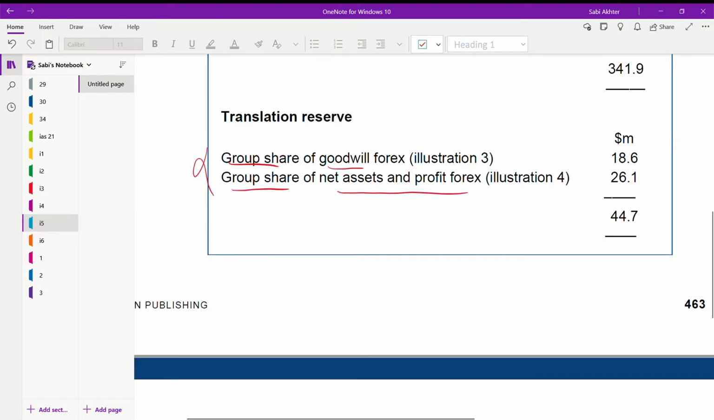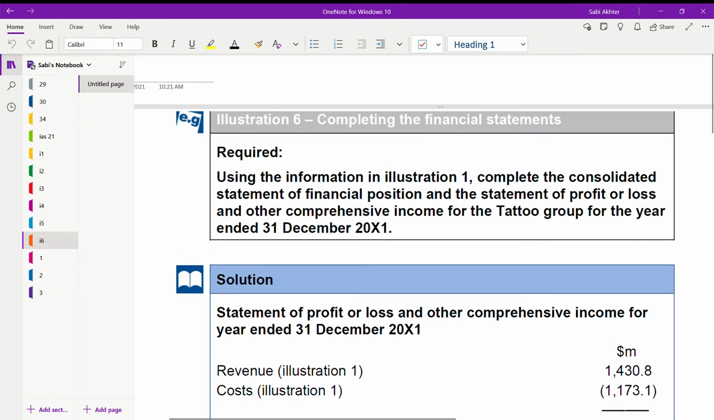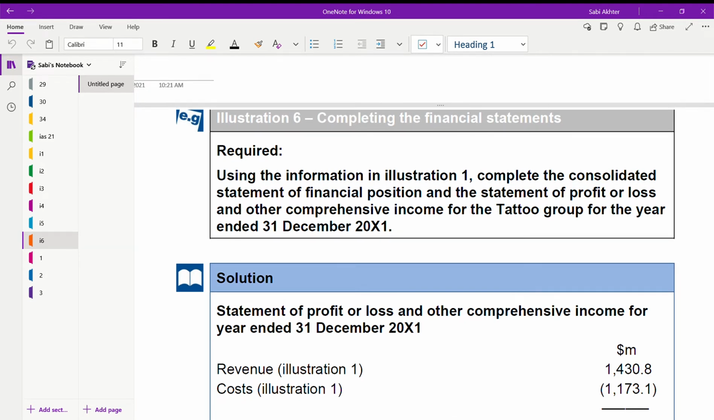Now, let us go to illustration 6. They just told for the inclusion, okay? They didn't tell you to make full financial statements. But in this case, they told to complete the consolidated statement of financial position and the statement of profit and loss and other comprehensive income. In the exam, they will not ask you this type of questions. This is very easy. This is just for your understanding, learning, and practicing.